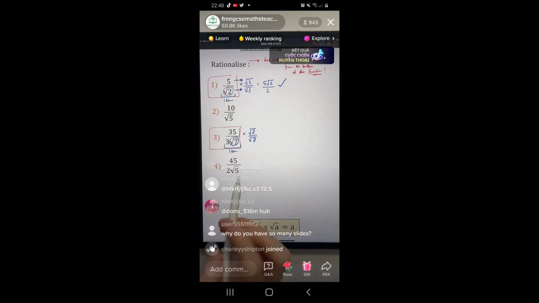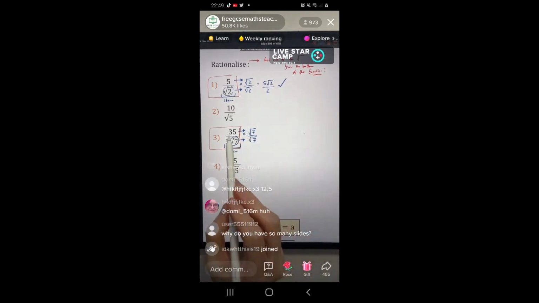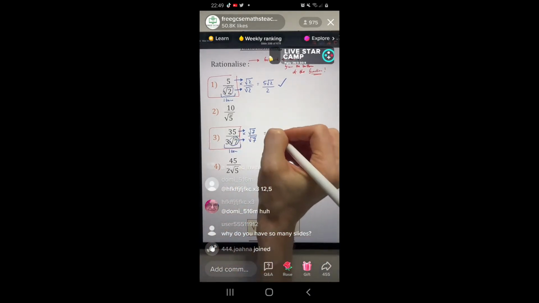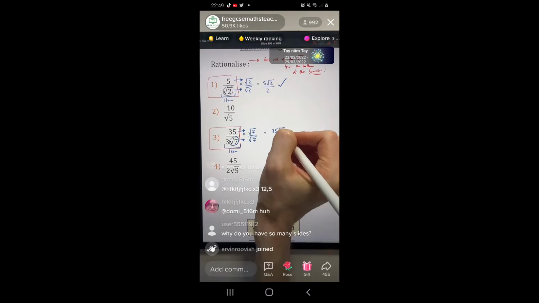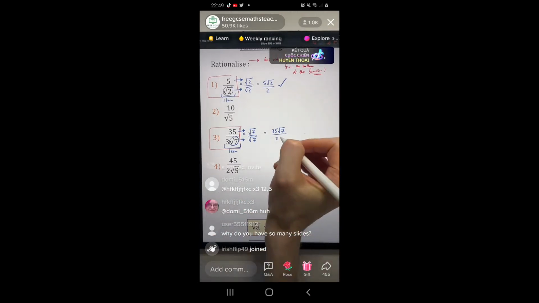For question 3, we have 3 root 7 on the bottom. We have one term, so we just times top and bottom by the root, which is root 7. Times the tops, times the bottoms. On the top, 35 times root 7 is 35 root 7. On the bottom, 3 root 7 times root 7 gives you 21.